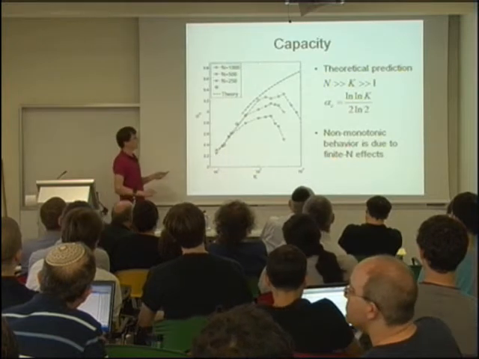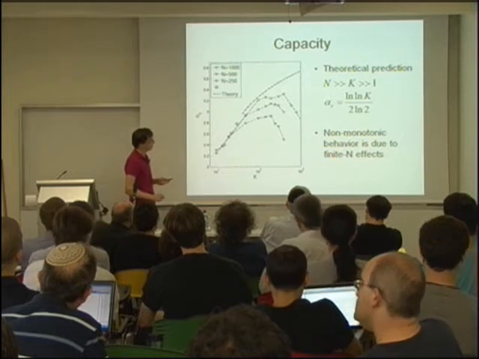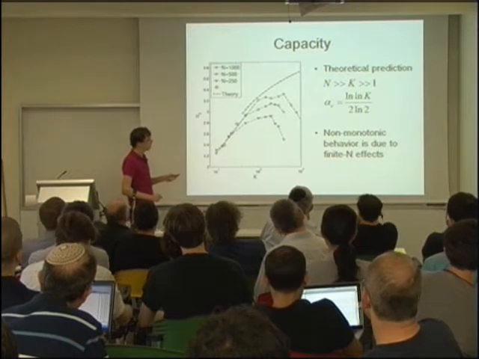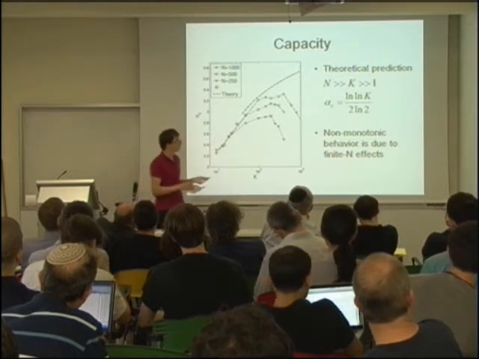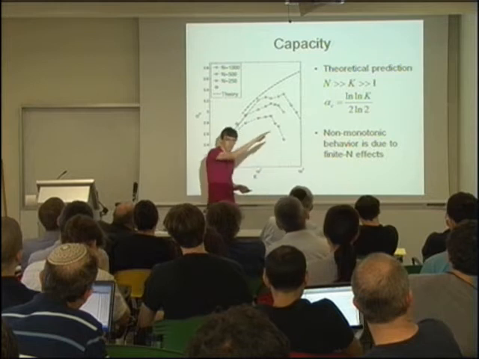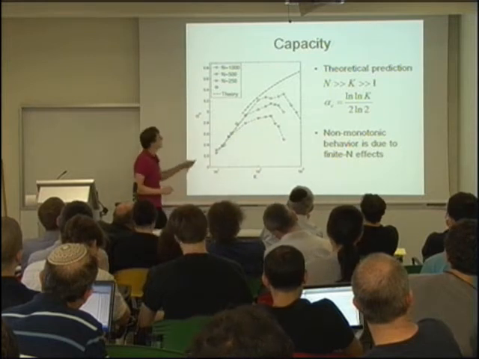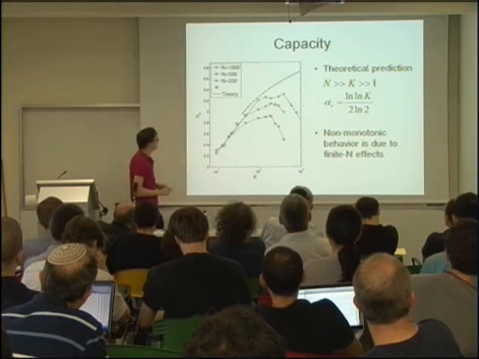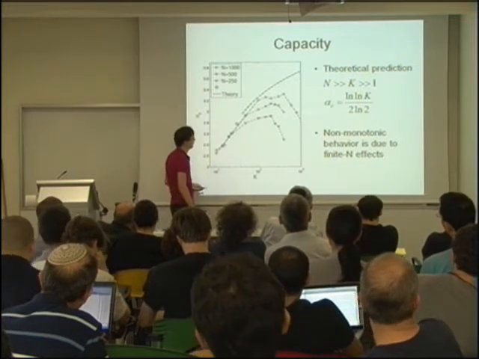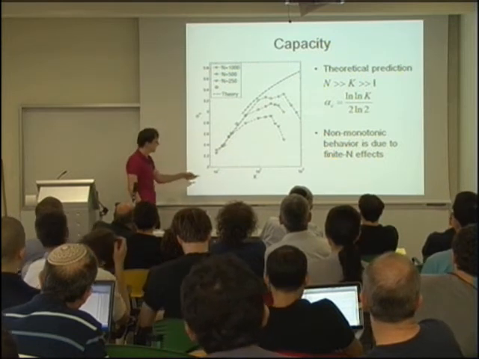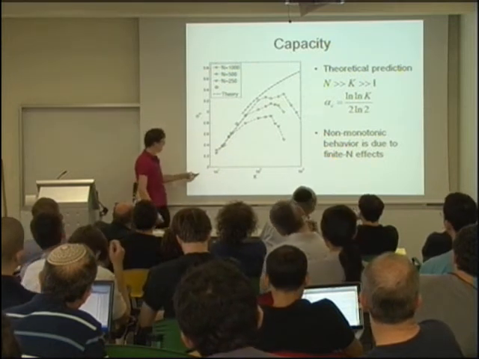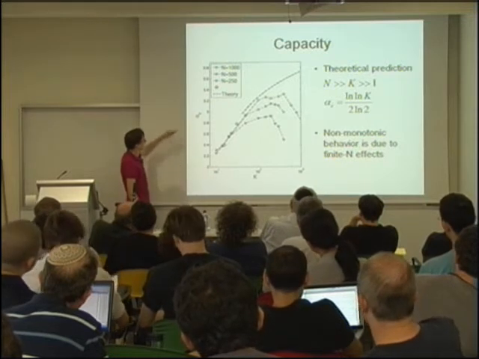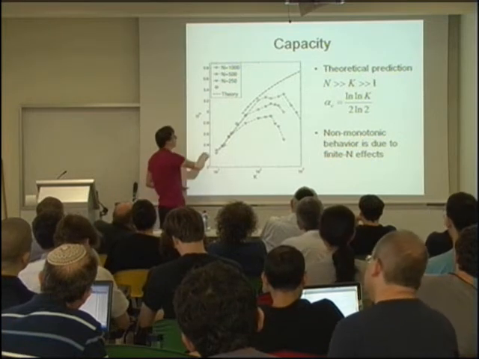So first, the theoretical prediction says that the critical capacity, asymptotically in this limit, goes like log k over 2 log 2. The important thing about this is that it is monotonically increasing with k, and the dashed line is the theoretical line. Here the x-axis is k, and this is the capacity. Here is 2, so 2 will be the capacity of the perceptron. So we see it's always above 2, and this is the theoretical line.